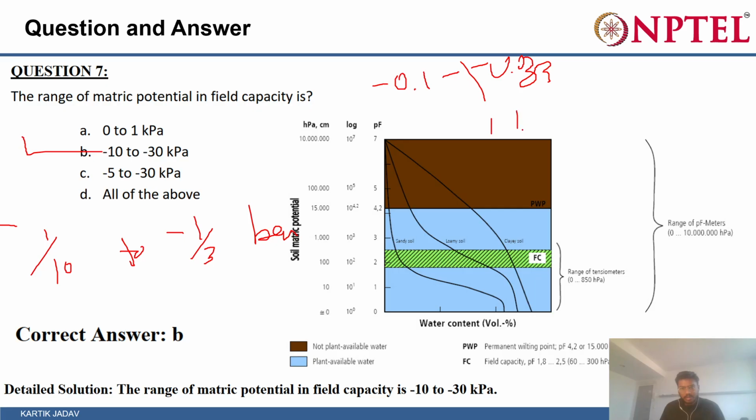Now 1 bar is equal to 10 to the power 5 Pascal. If you convert that into kilopascal, it is 100 kilopascal. Hope you got it. Now just multiply this by 100. So this comes to around minus 10 to minus 30.